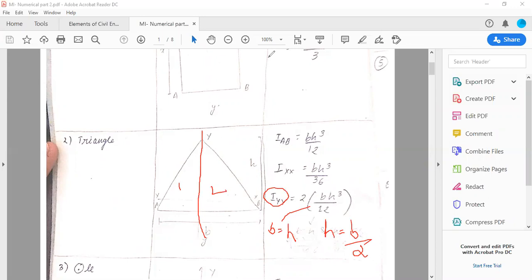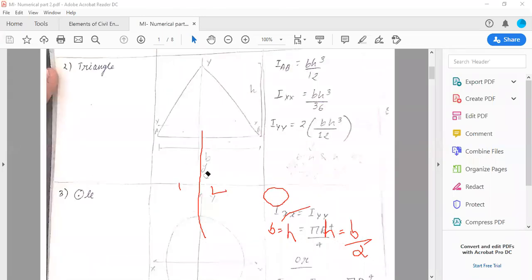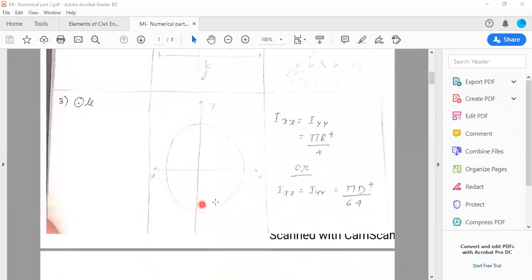Then next, I'll just erase this. Next we have a circle. Sorry, the diagram is not very clear, but this is a circle whose diameter is d, this is the x-axis and this is the y-axis. Ixx and Iyy are the same because it's a symmetrical figure: pi r raised to 4 by 4, or in terms of d, pi d raised to 4 by 64. Just going through the formulas, okay?